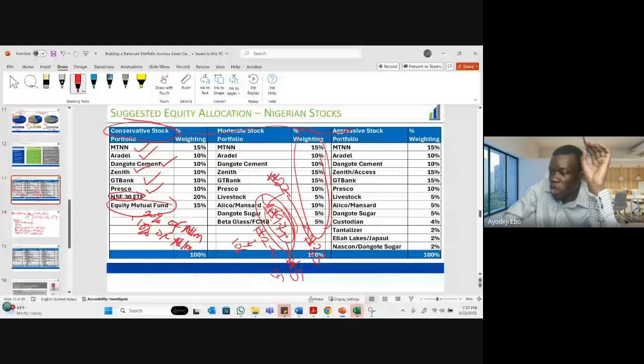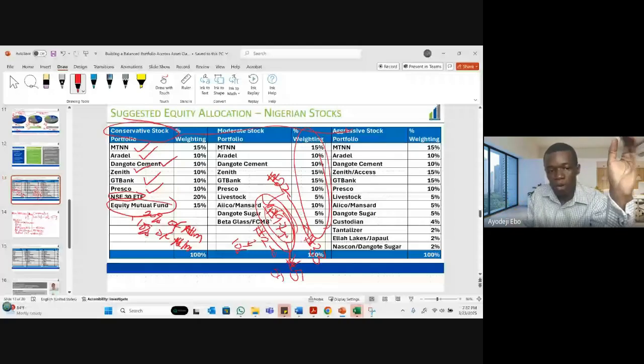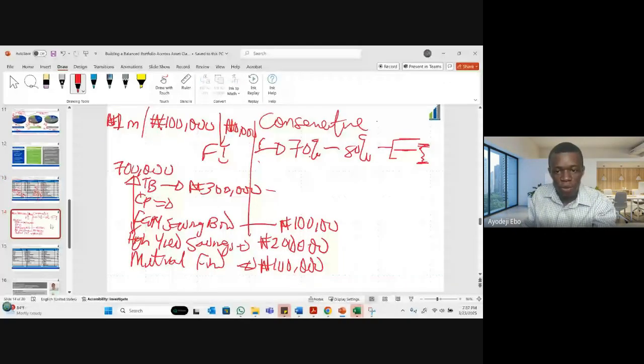Don't do one-off. If you are the type that thinks, oh, I'll just buy Zenith at this current level of 46 naira or 45 naira, and I'm not putting money again. No, we are building wealth. It's over time. There will be opportunities in the market where the market will crash so much that you may change your portfolio mix.